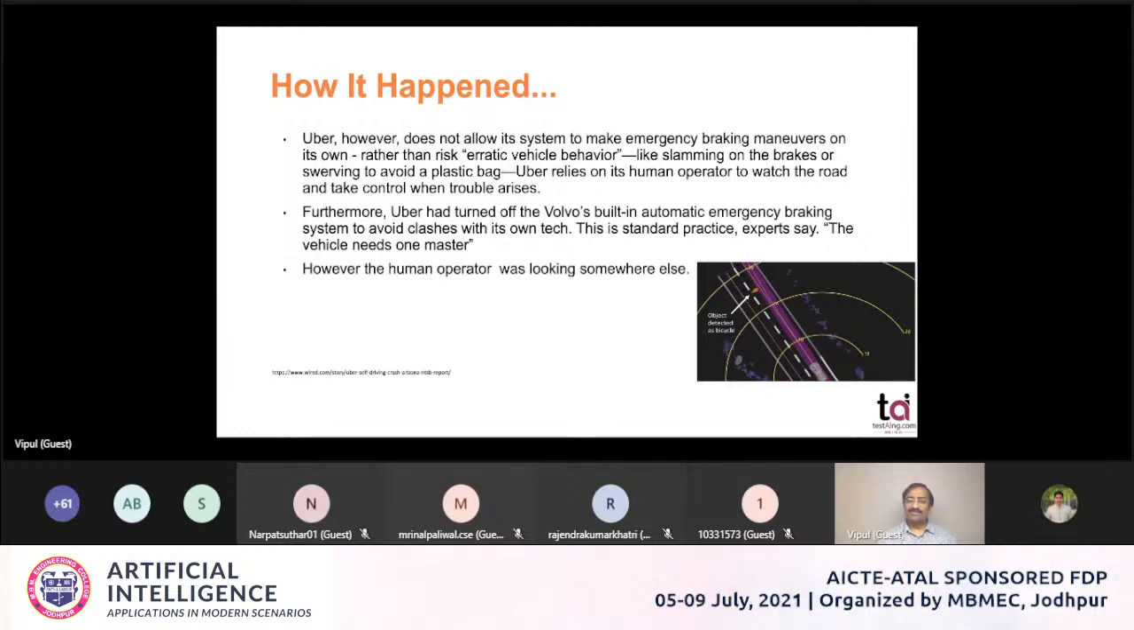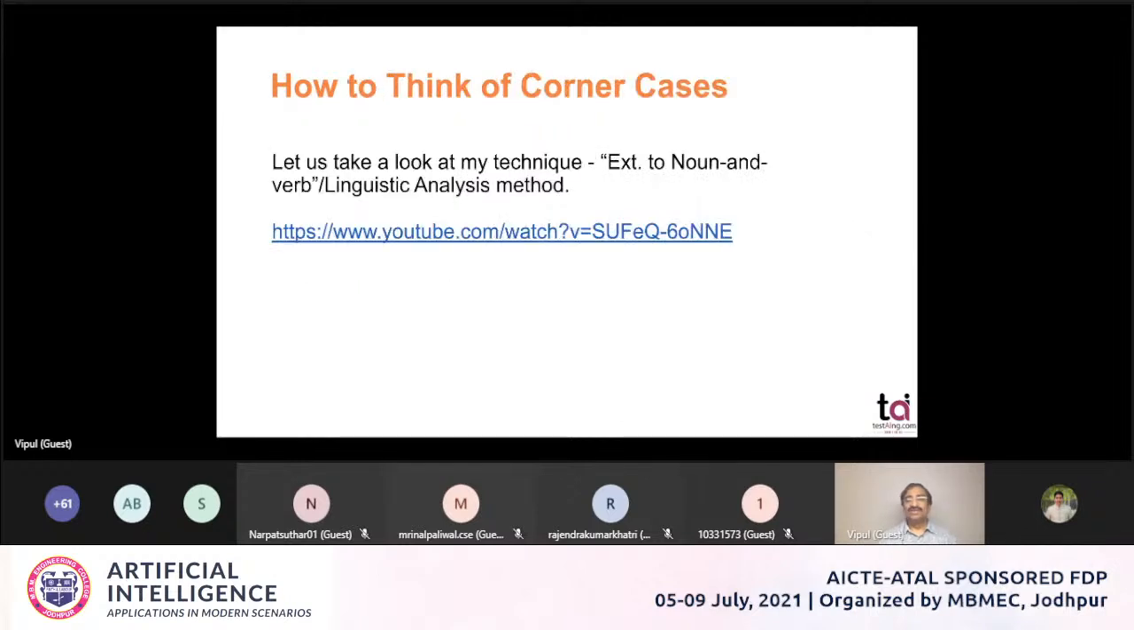Actually, the emergency brakes could have been applied. There were two types of emergency brakes: the autonomous system's and the car's, because you should not have two masters. There should be only one master. So they disabled the emergency braking of the car, and emergency braking of the autonomous system didn't work, and there was a human being who could have actually averted the disaster in the car, but she was busy playing on her mobile and so on. So, problem.